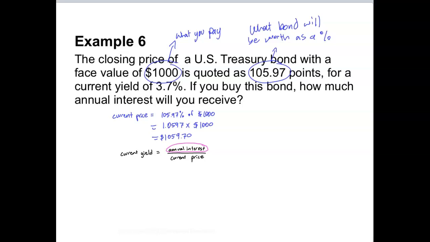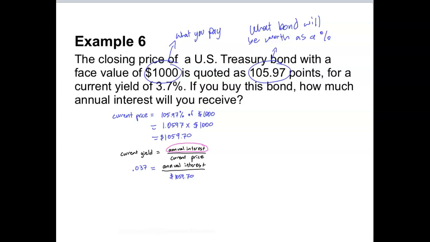The current yield, they tell us, is 3.7%. So we're going to input that as a decimal. That's 0.037. And that equals the annual interest divided by the current price, which we figured out was $1,059.70. Remember, current price is not face value. Face value is what you pay for it now. Current price is what you get paid once it hits its maturity date, right?